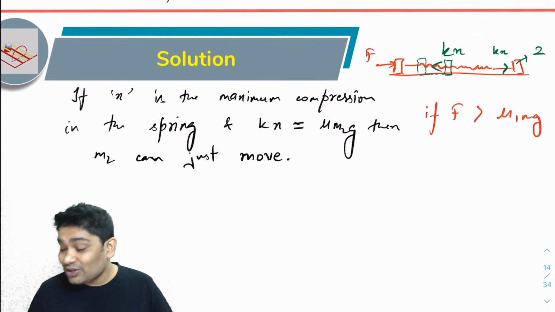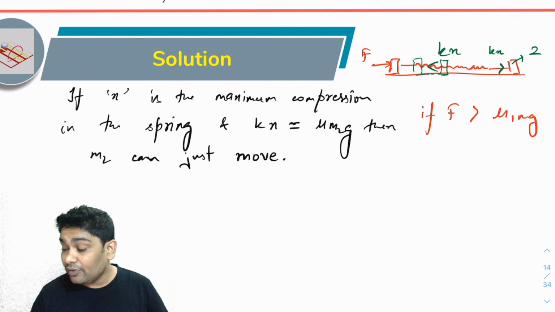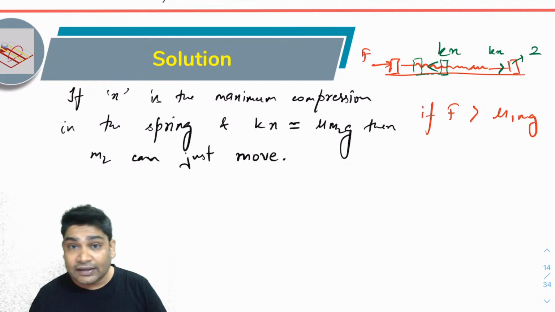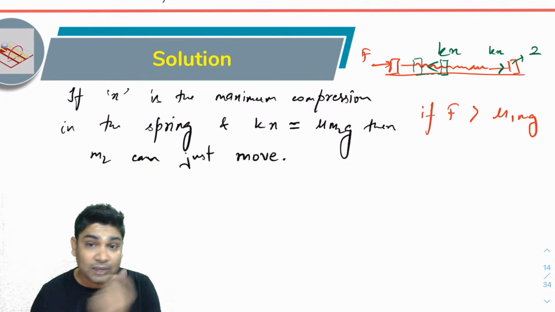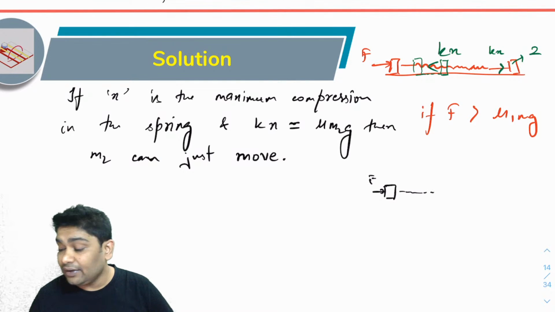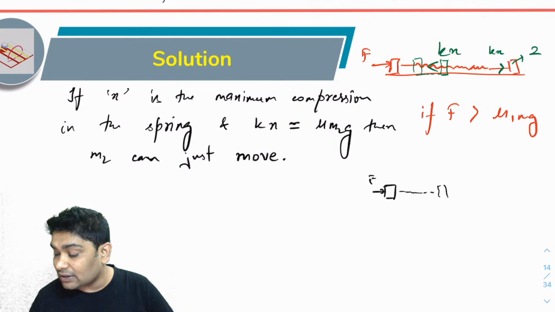So okay, this is the approach. Now let's talk about this. So this is what I get: if the maximum compression is this, then the block will move. Now let's see how can I find the condition for maximum compression. Okay, so when I said this is pushing this, eventually the spring force will push it back and eventually it will come to stop at some distance x.